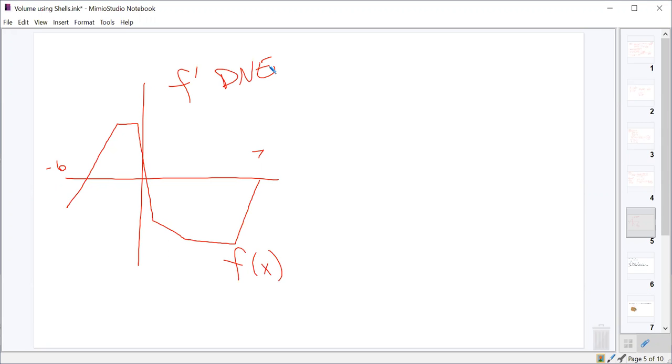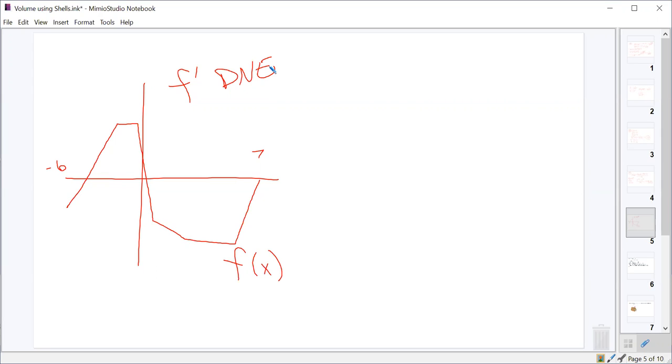There's a vertical asymptote, a discontinuity, a corner, a cusp. There's 4. What's the fourth one? Vertical asymptote? Yeah, but that's a discontinuity. Did I include those as 2 separate things when I talked about them? No, vertical tangent line. That's what it is. There we go. Vertical tangent line, corner, cusp, and discontinuity. I don't know why I forgot that for a second. So 4 options for why a derivative might not exist.